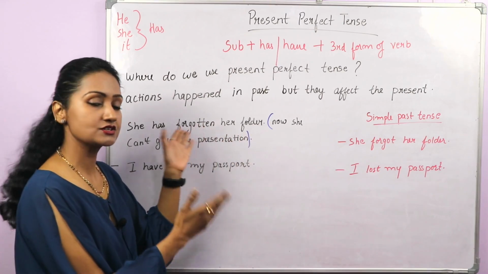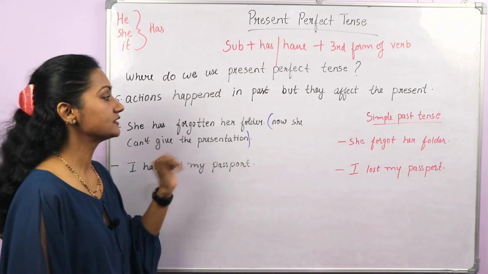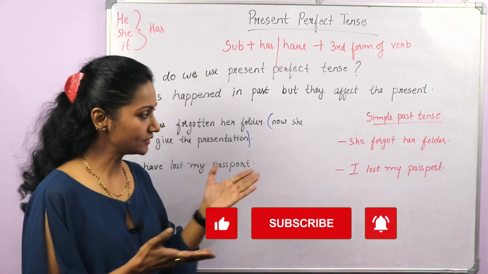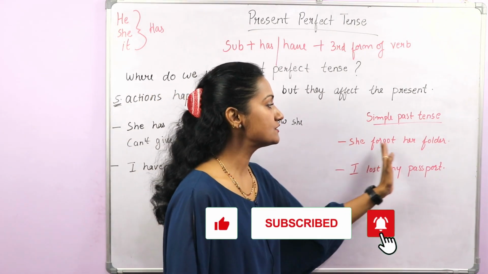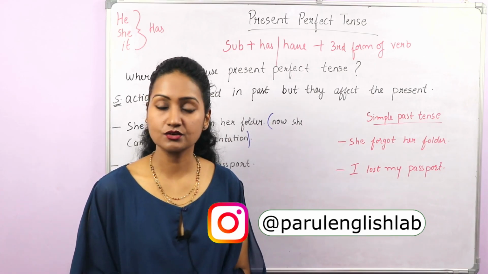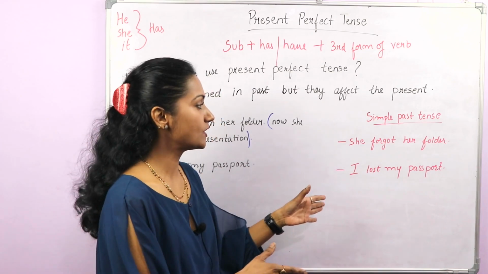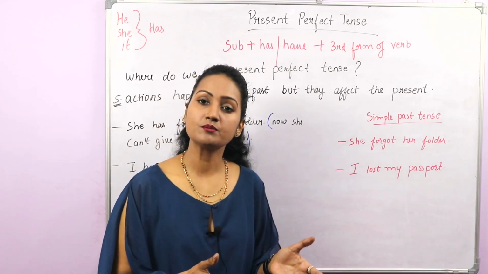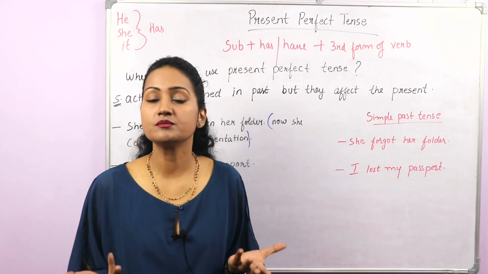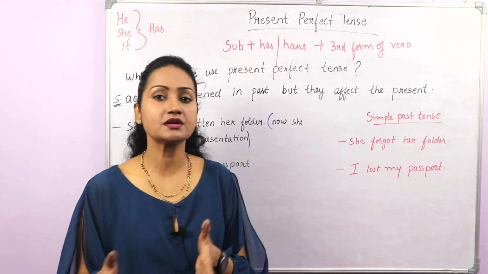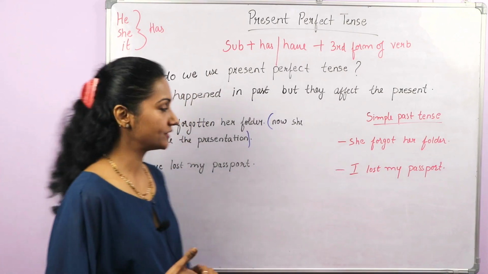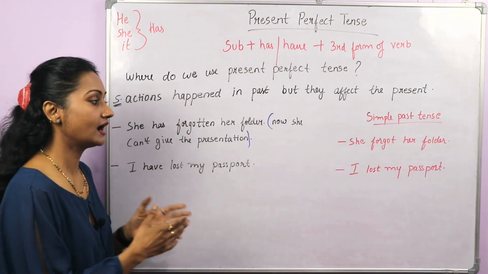She has forgotten her folder. This action happened in the past but now she cannot give the presentation. Today in the present she cannot give the presentation because she has forgotten her folder. Now look at the second sentence, the same sentence in simple past tense: she forgot her folder. This means that she forgot her folder on Monday, but maybe not after that, not on Tuesday, Wednesday or Thursday. So this action happened in the past but it didn't happen after that, and it is not affecting the present. Today is Friday and she can give the presentation because she has her folder with her. She forgot it on Monday but not today. So when it is not affecting the present, we frame it with simple past tense. Next is I have lost my passport. I lost my passport.